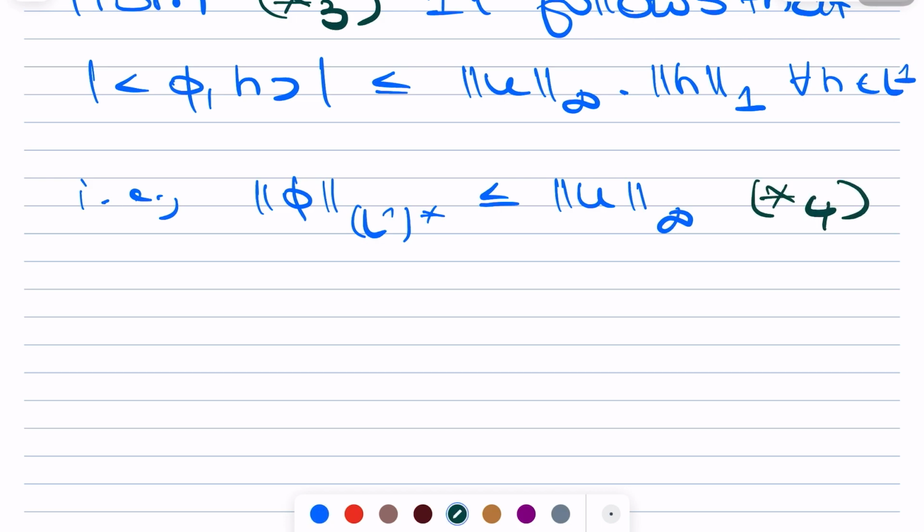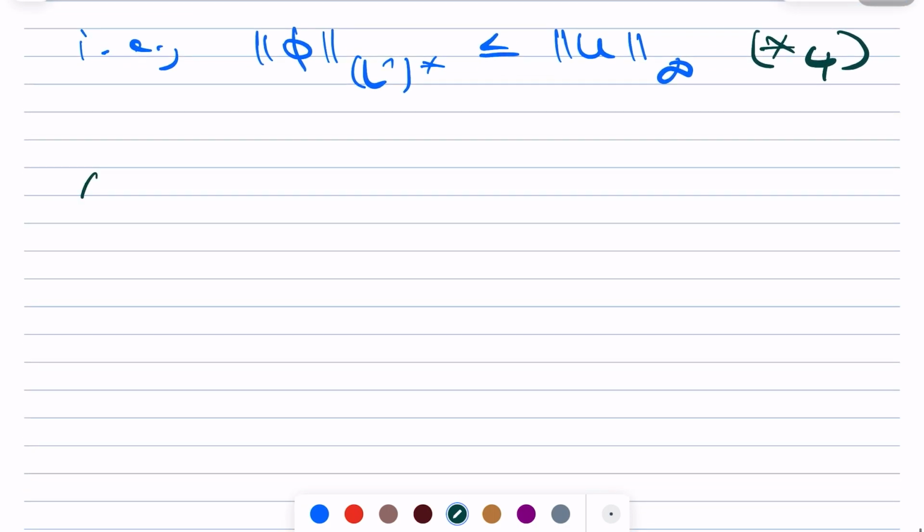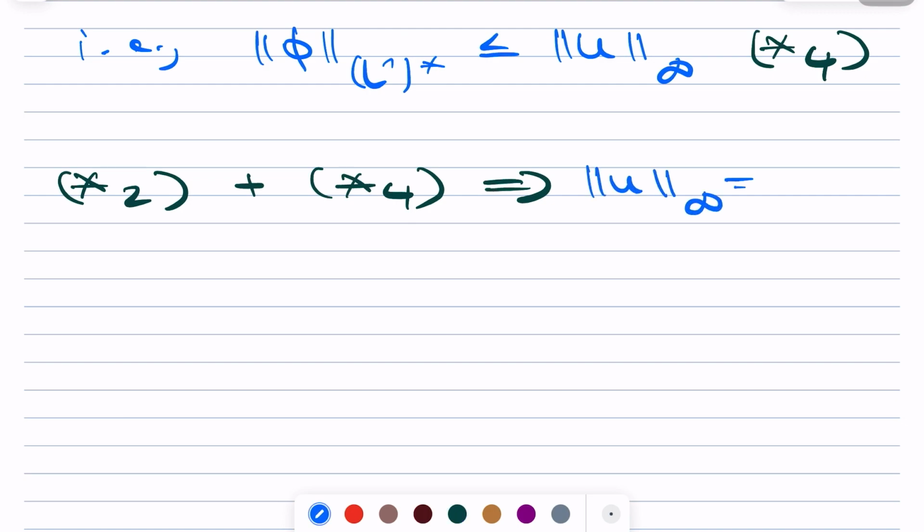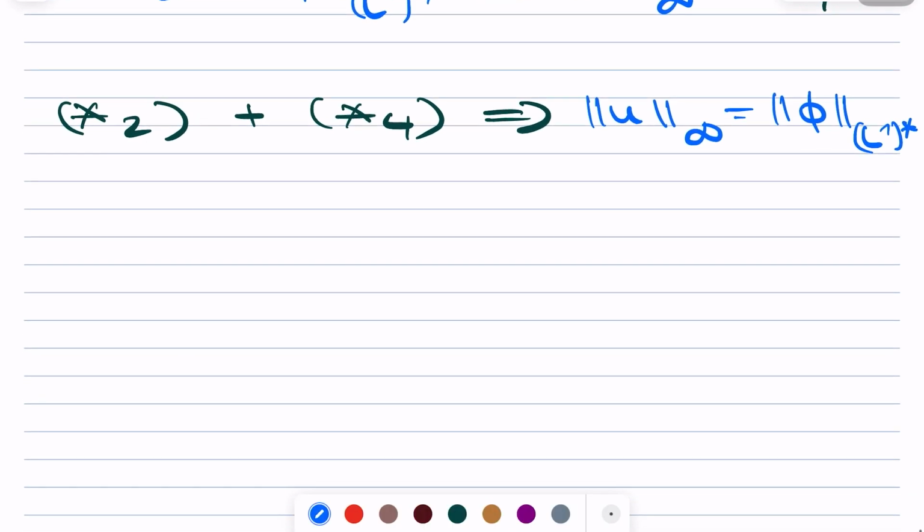So I think it was star 2, together with star 4, actually implies that the norm of u coincides with the operator norm of phi. So we finally end this proof, which was rather pretty lengthy, but so far so good.